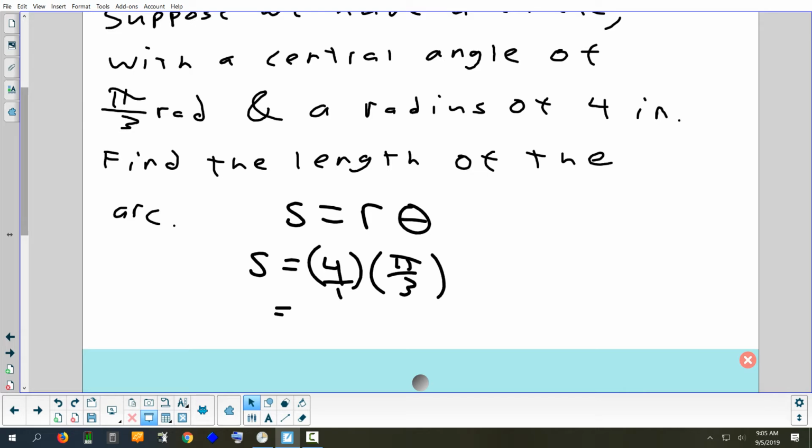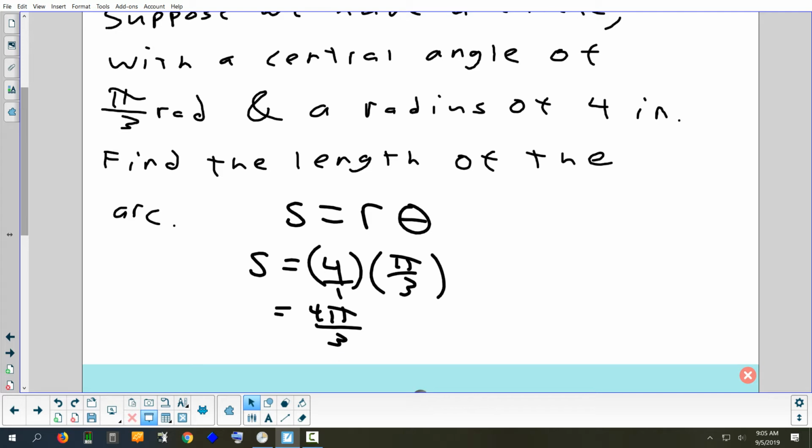If you want, you can make 4 a fraction, and then with fractions, you just multiply straight across. Right. So Sebastian, if I multiply straight across, what do I get in the top? That'd be 4 pi over 3. Yep. And in the bottom, we get 3. Now, Courtney, what did I just solve for? The length of the arc.